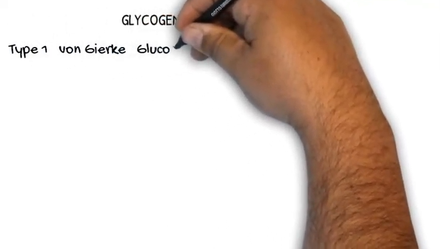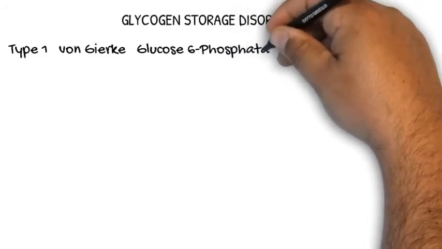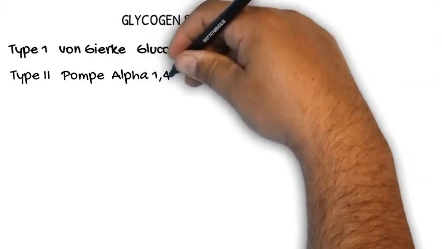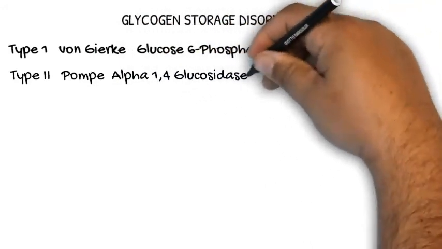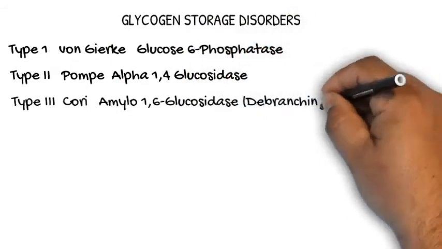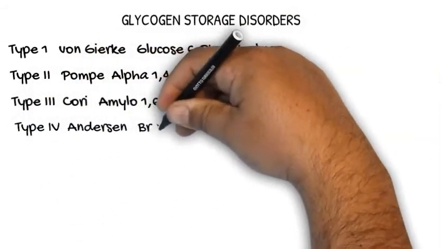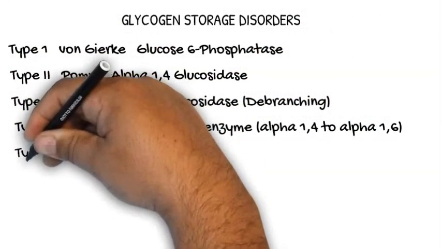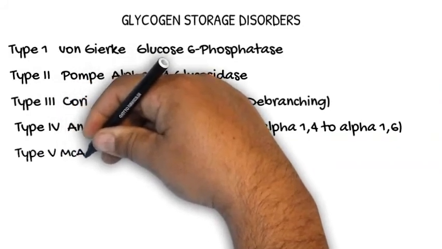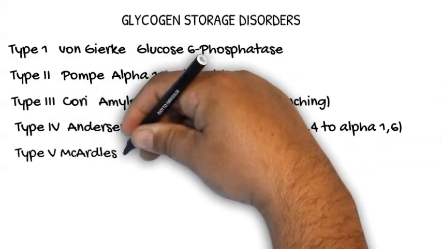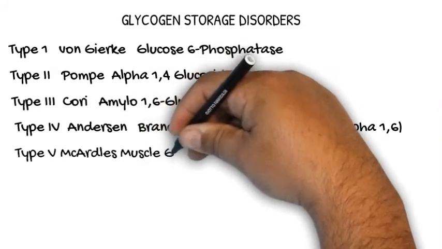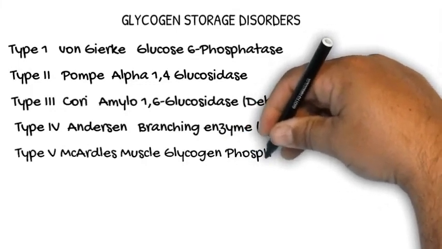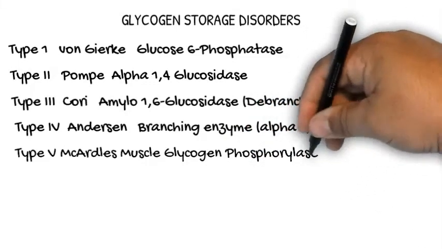We now deal with the glycogen storage disorders. Just to rapidly take you through these, the high yield ones are von Gierke disease, which is a deficiency of glucose 6-phosphatase. It also results in gout in some patients, hyperuricemia. Type 2 is Pompe, alpha-1,4 glucosidase. Type 3 is Cori disease, absence of a debranching enzyme, the amylo-1,6 glucosidase. Type 4 is Anderson's disease.